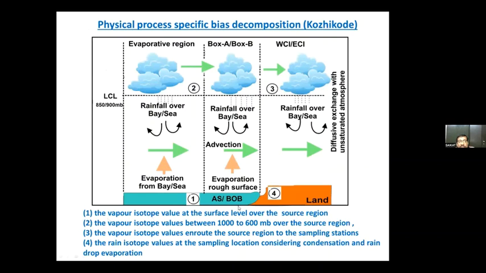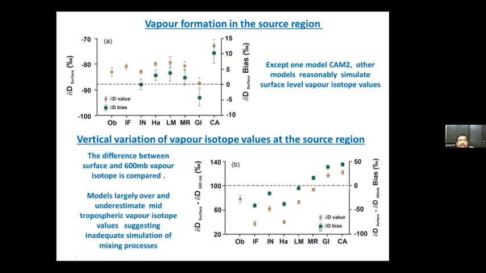One is the vapor isotope value right at the surface over the Arabian Sea. Secondly, between 1000 and 600 millibar height over the source region, then the vapor isotope values from the sampling region to the source region, and then the rain isotope values over the sampling region. You can see that the models reasonably capture the vapor isotope values over the ocean, but there are large differences among the models when we compare the 600 millibar vapor isotope values.